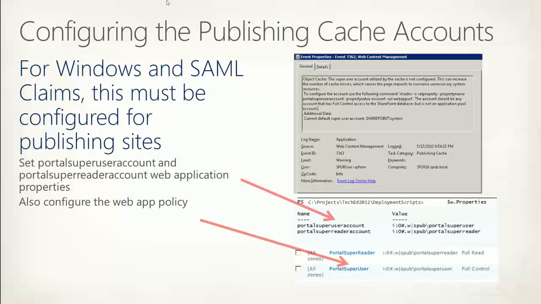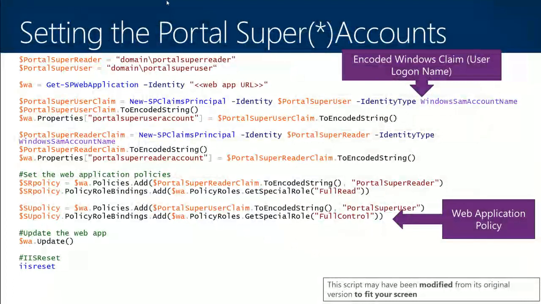If you see this in the event log, here's how you fix it. You want to create a Portal Super Reader and a Portal Super User account, and you want to run that on your farm, on your web apps. If you had this configured in SharePoint 2010, you do have to reconfigure it because this setting is stored at the web app level. It's not in the content database, which is what we bring over. We don't bring over the web apps. So keep that in mind. The PowerShell to do that is here. In order to create the Portal Super User accounts, you create the Windows Claims Encoded User, then create the web app policy for those and apply it to each web app that you migrate.